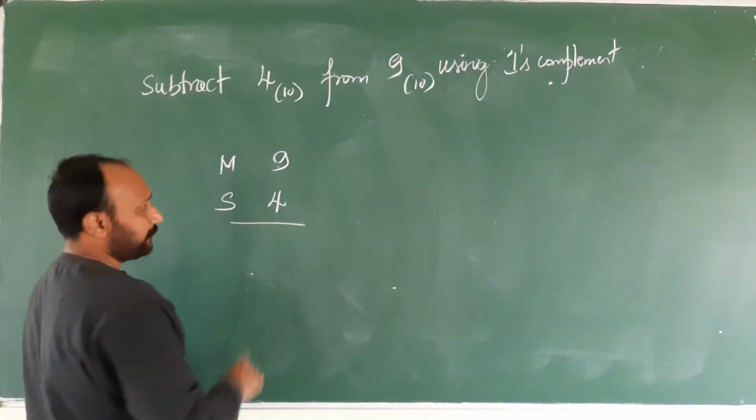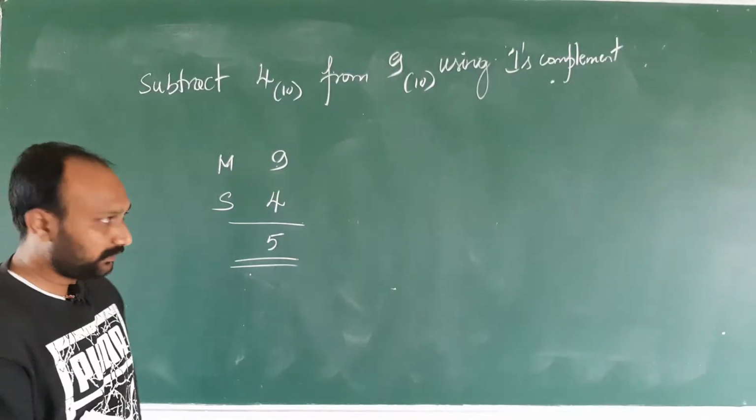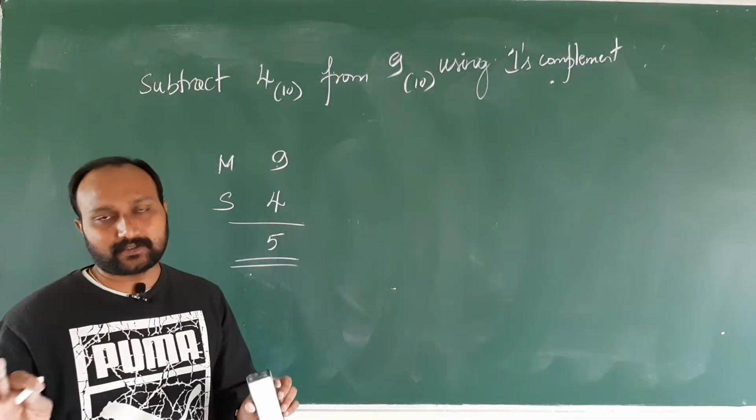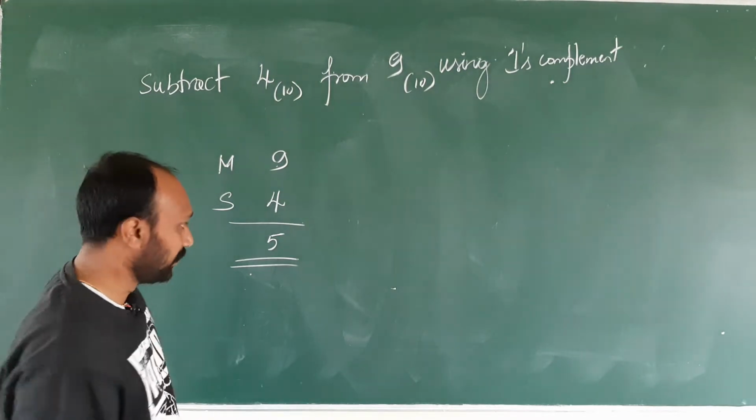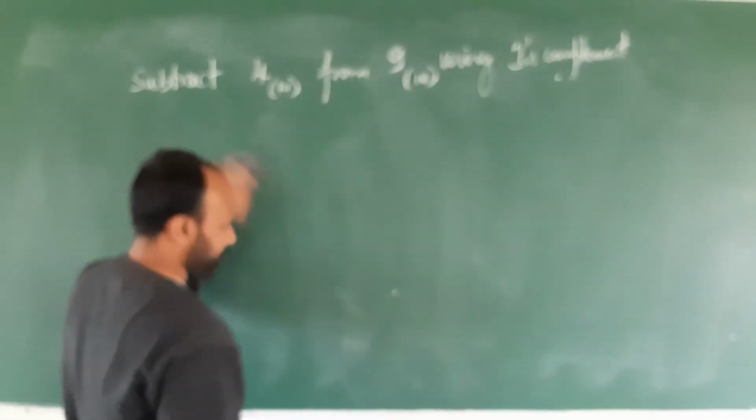If you subtract 4 from 9, what will be the answer? The answer is 5. This is decimal subtraction, not binary. So we should get the same answer even when we perform binary subtraction as well. Let us perform this.